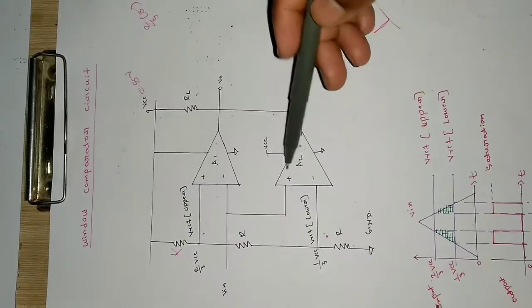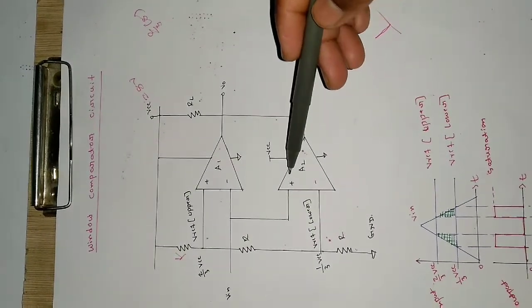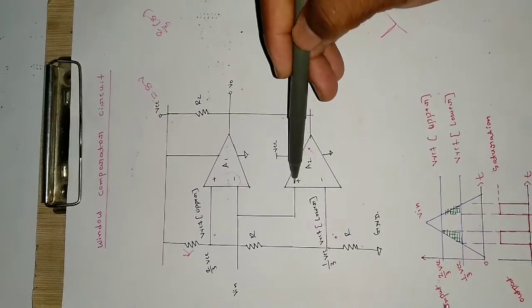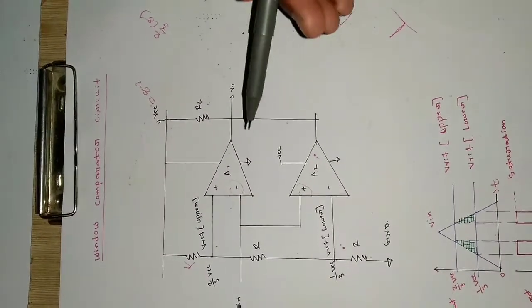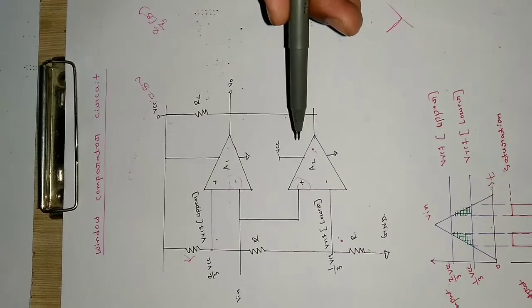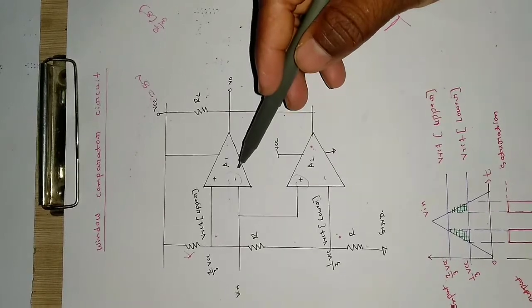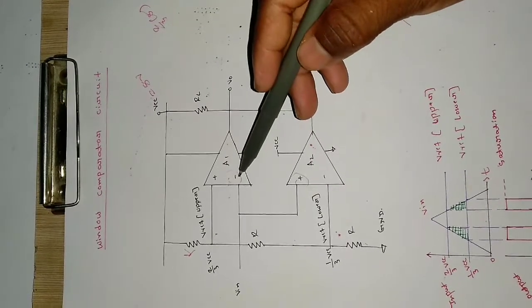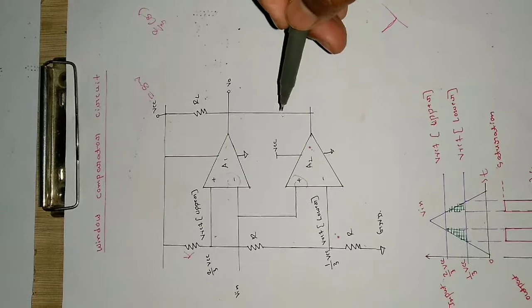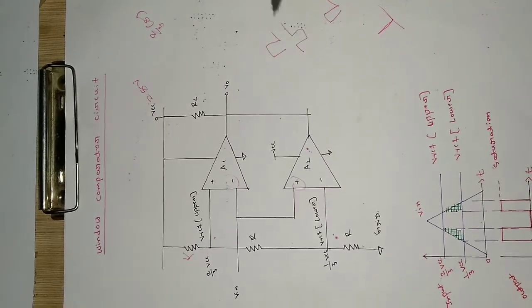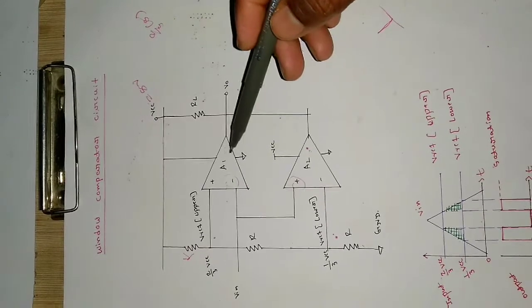The input is applied to the non-inverting terminal for the first comparator, and for the second amplifier the input is applied to the inverting terminal. That we should keep in mind, guys. For the first one, the input is applied to the non-inverting terminal, so the output will be in phase with the input; for the other, the output will be out of phase. So this you should keep in mind, please.